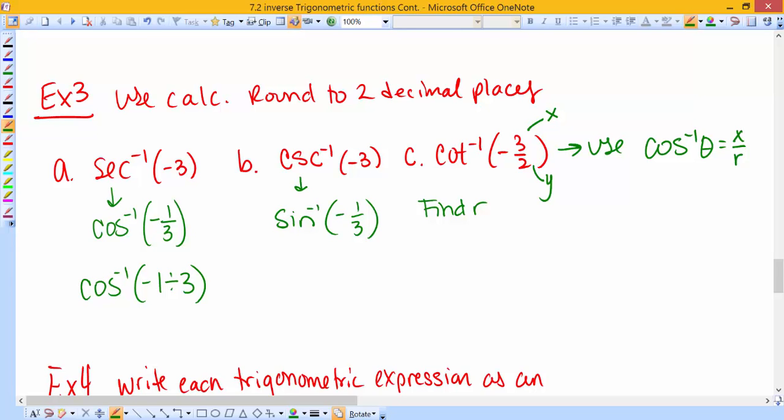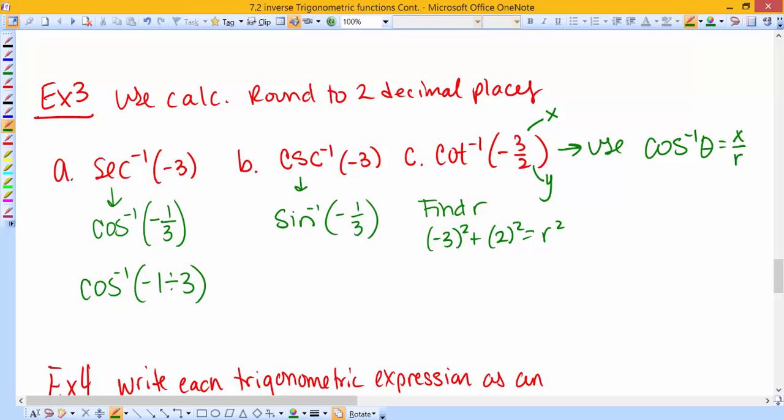So we're going to have, and it doesn't matter which one you make negative. You can make the x negative. You can make the y negative. Because we're going to square them in the end. So it's not that big of a deal what you guys do here. So I'm just going to say -3 squared plus 2 squared equals r squared.